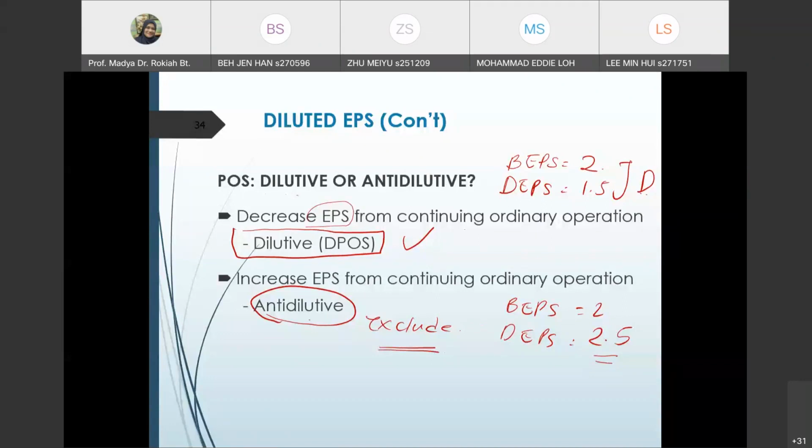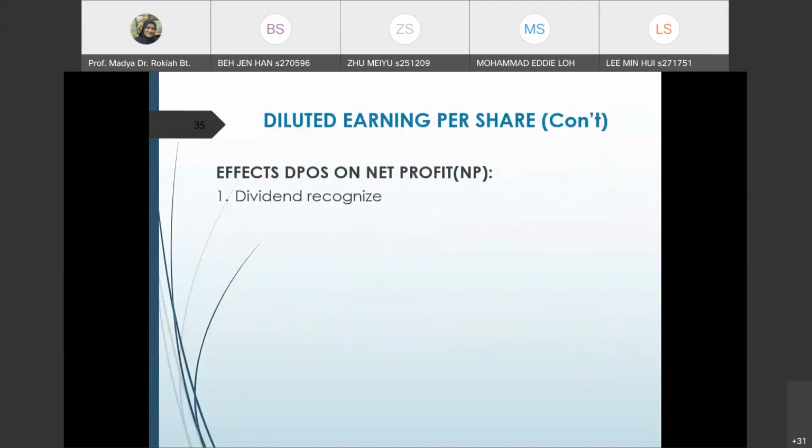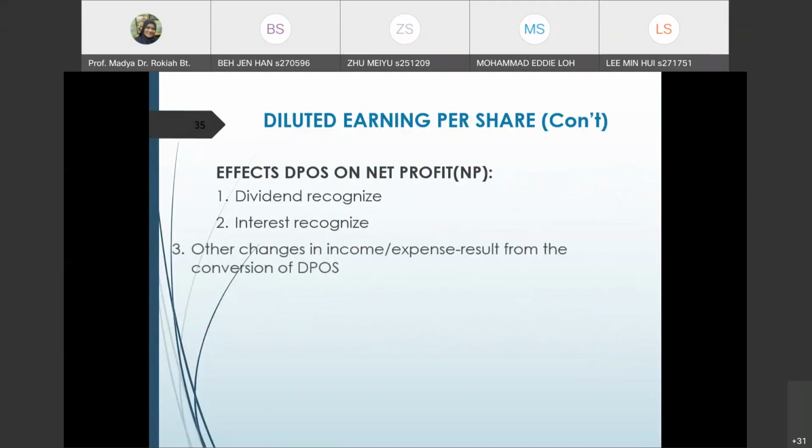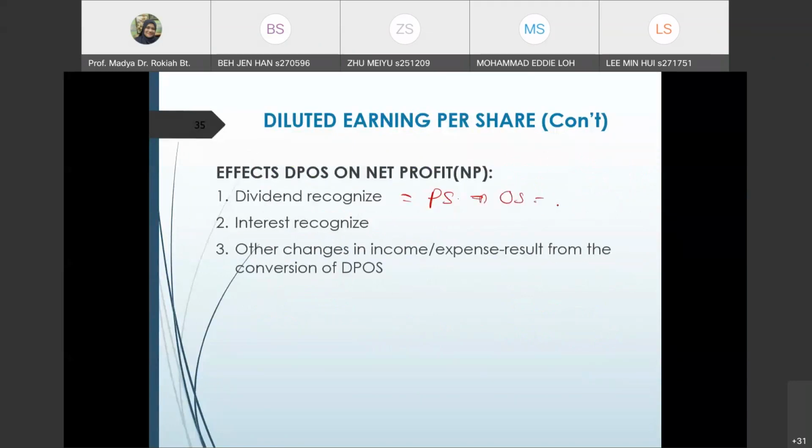Okay, so we're going to look at the effects of the dilutive POS, potential ordinary shares, on the net profit. They're going to affect in terms of dividend recognized. This one is related with the preference share. So once your preference shares convert to ordinary shares, it means that there is no dividend for preference shares. Okay, interest recognized is related with the convertible loan. So once the convertible loan is converted to ordinary shares, it means that you don't have to pay any interest.